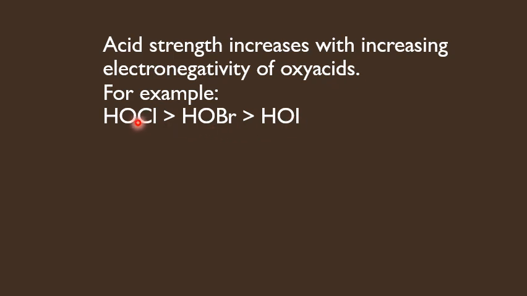So chlorine has more electronegativity. So the shared pair of electrons will move towards chlorine and the hydrogen ion can be removed easily in HOCl than in HOBr. And HOBr will remove that proton more easily than HOI. So the electronegativity difference is the reason for the acidic strength here.